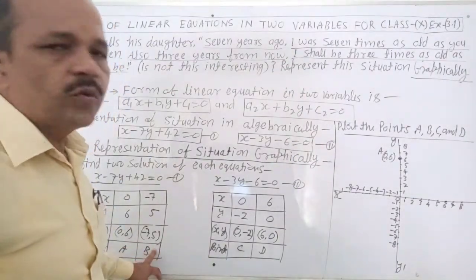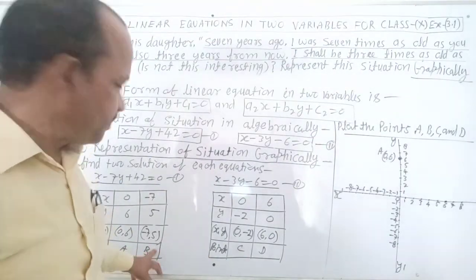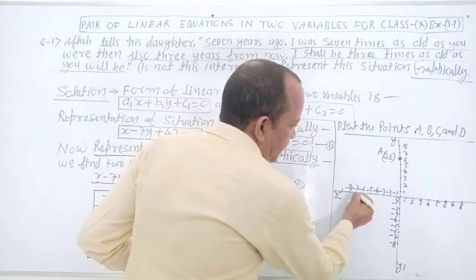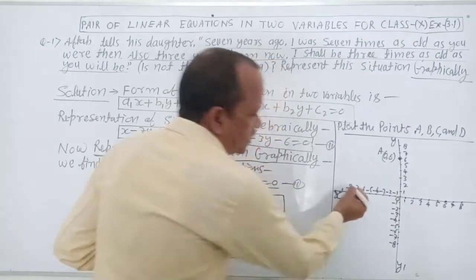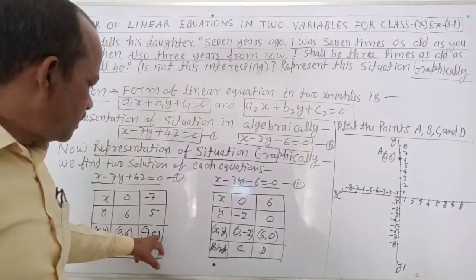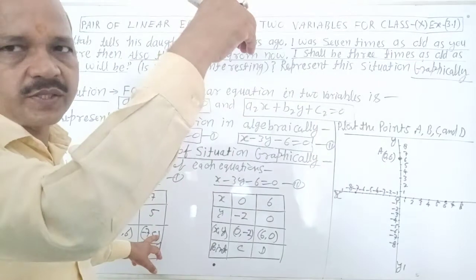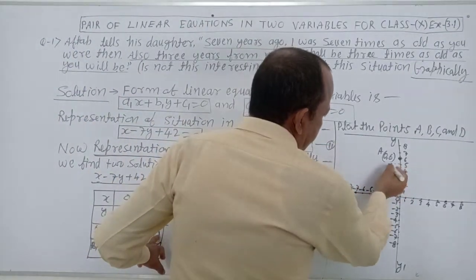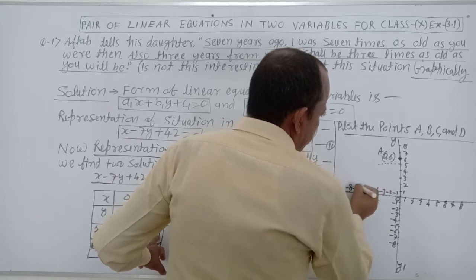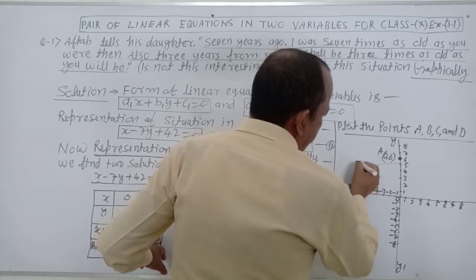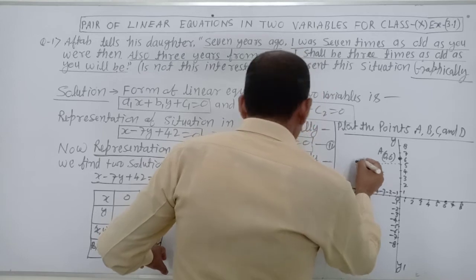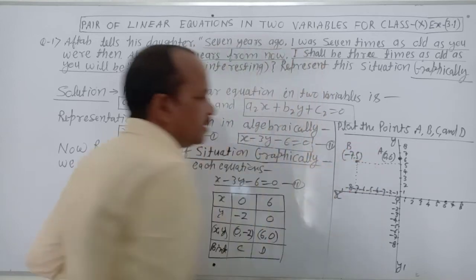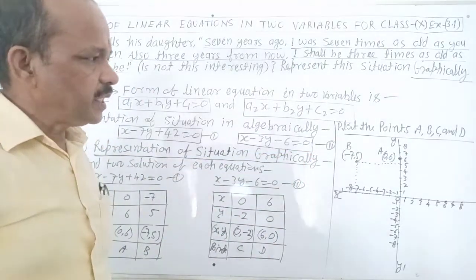Now coordinate of point B is -7 and 5. -7 in this direction. Here -7. Here it is -7 and 5 at y axis. Here 5. It goes here, -7 and 5. Point B. Here point B. It is clear?